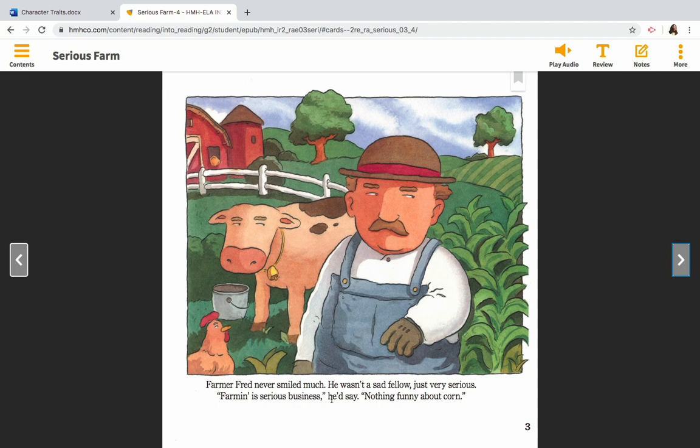Farmer Fred never smiled much. He wasn't a sad fellow, just very serious. "Farming is serious business," he'd say. "Nothing funny about corn."